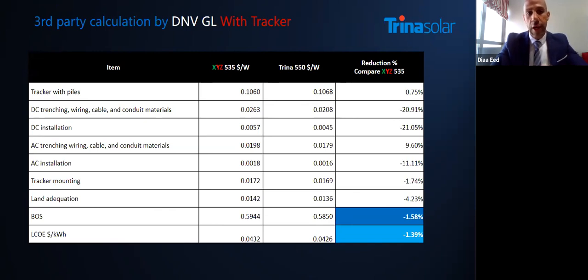This is the cost for tracking with piles, and this is the DC trenching and wiring, cable and conduit material, the AC trenching, wiring and cable and conduit material, including the civil work and buying the cable itself, the AC installation, the tracker mounting, land equation, and BOS. So we can see here that the BOS is given minus 1.58% of the whole system components, and levelized cost of energy, dollar per kilowatt hour, is less 1.39%.